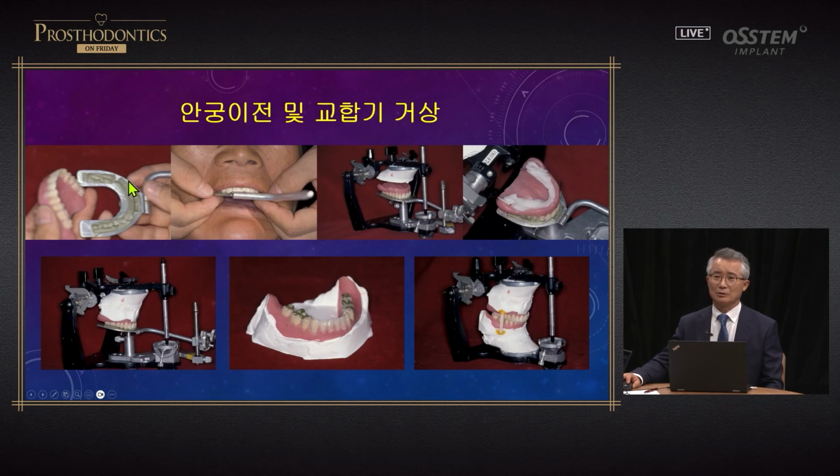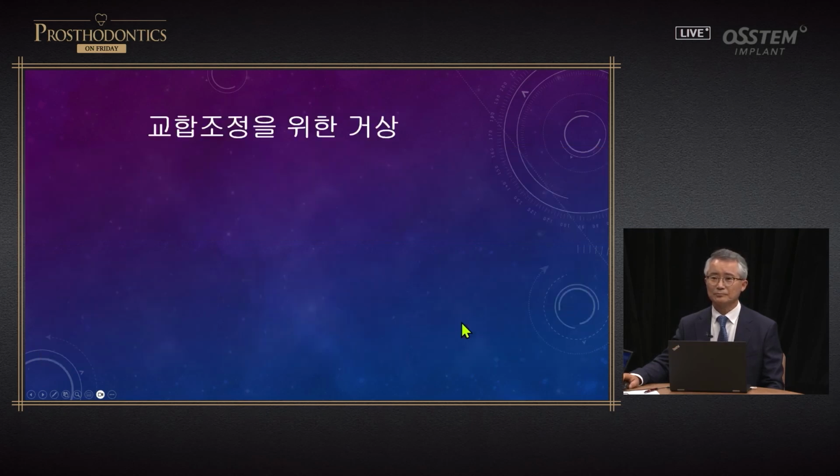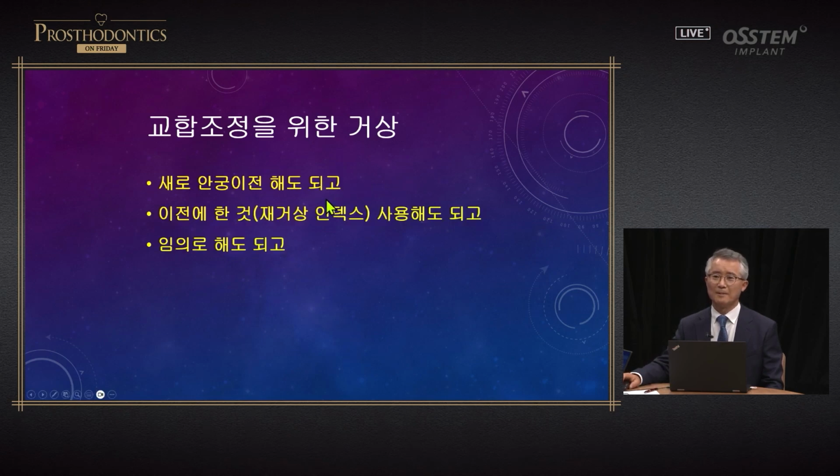Next, after taking bite, you can do Facebook transfer and do articulation. You can do it like this. This is articulation for clinical remounting. Many find it very difficult, but I think we need to simplify our thought. You can do Facebook transfer again or use a remounting jig. You can use a remounting index.